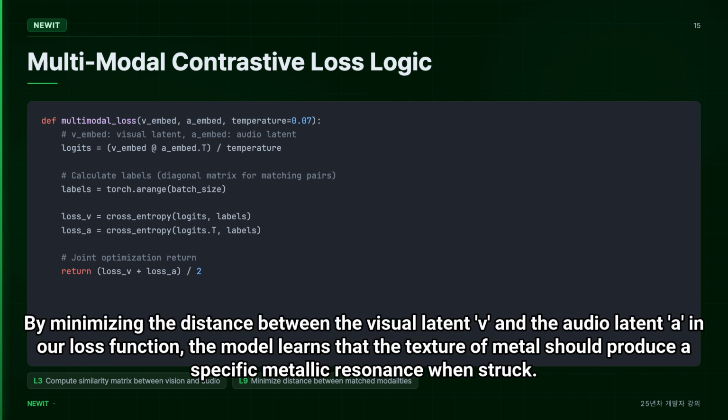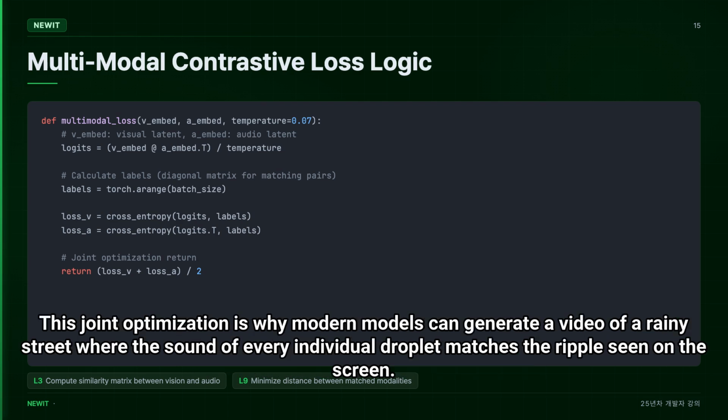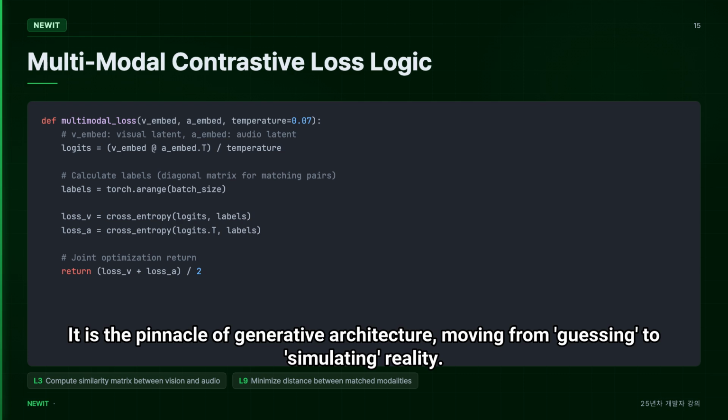By minimizing the distance between the visual latent and the audio latent in our loss function, the model learns that the texture of metal should produce a specific metallic resonance when struck. This joint optimization is why modern models can generate a video of a rainy street where the sound of every individual droplet matches the ripple seen on the screen. It is the pinnacle of generative architecture, moving from guessing to simulating reality.